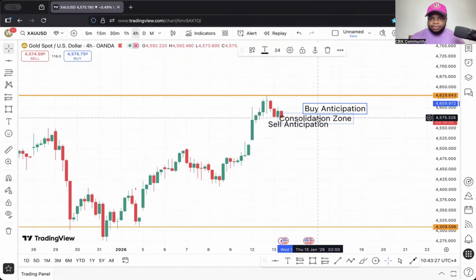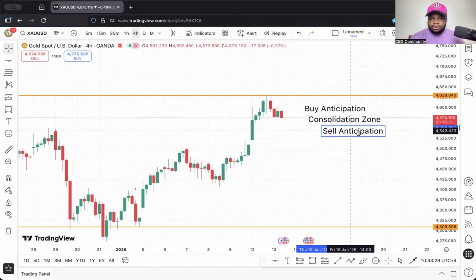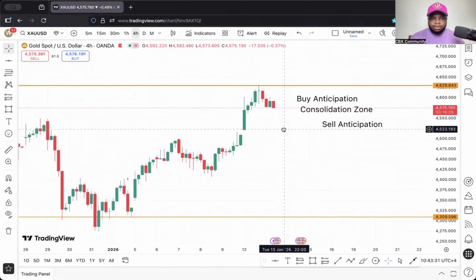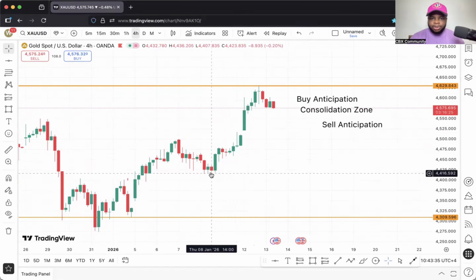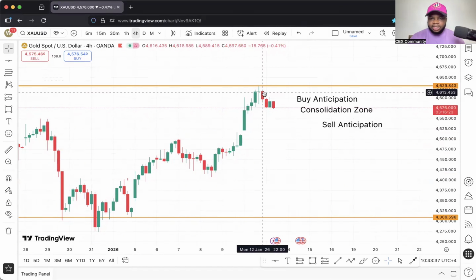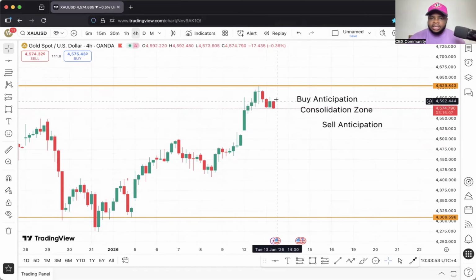So let's move all this. Looking at the condition of the H4, we have a support zone over here. We have a resistance zone over here. This candle closed with a bullish candle, and the previous candle closed with a bearish candle to form a minor support. But we also need to look at the H1 and the 30 minutes so that we'll be able to have a clear view of what this candle formation is saying.